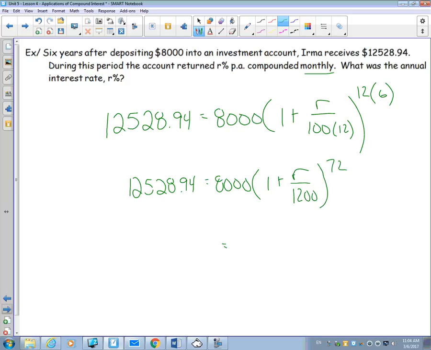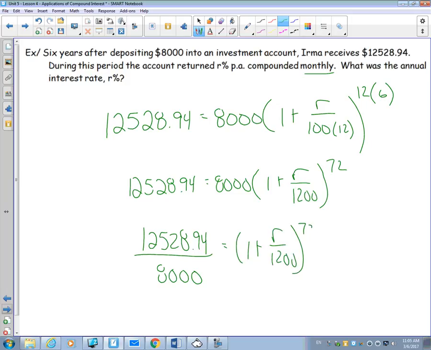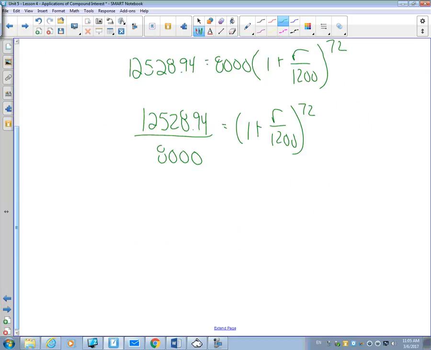And we're going to divide out the fraction. And again, this one isn't nice, so I'm just going to leave it as 12,000 over 8,000. I get 1 plus R over 1,200 to the power of 72. Calculator is going to come in handy for sure this time because I need to take the 72nd root. All right, so 72nd. And if you need to in here, just use brackets in your calculator.